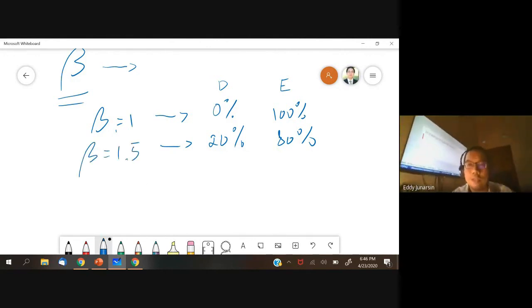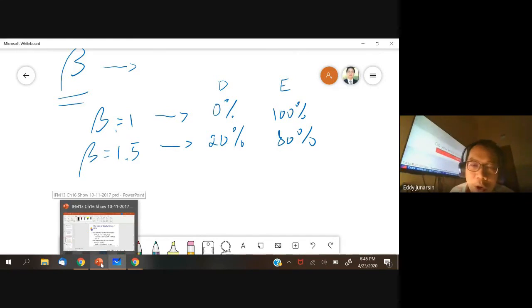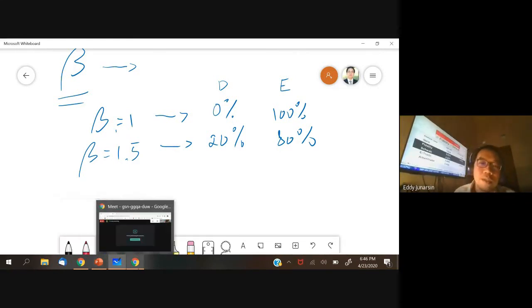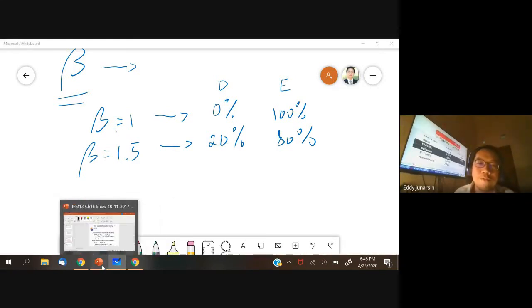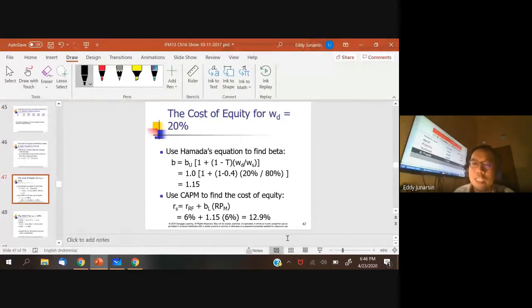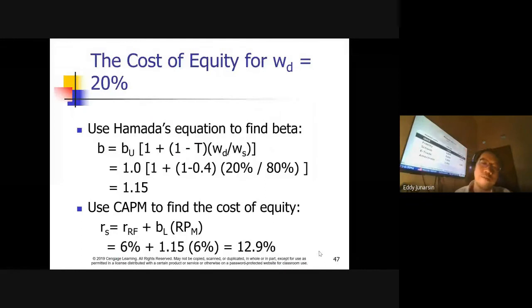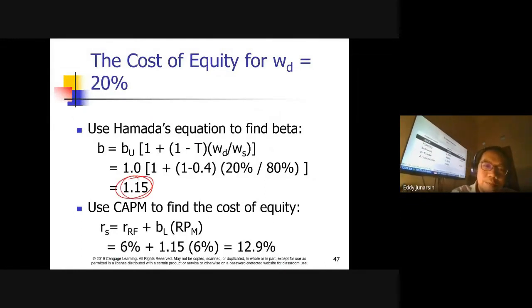Okay, so this is a very important concept. You cannot just apply one beta for the whole capital structure changes. We have to define each beta for each capital structure configuration or mix. So when the debt ratio is 20%, the beta is 1.15.